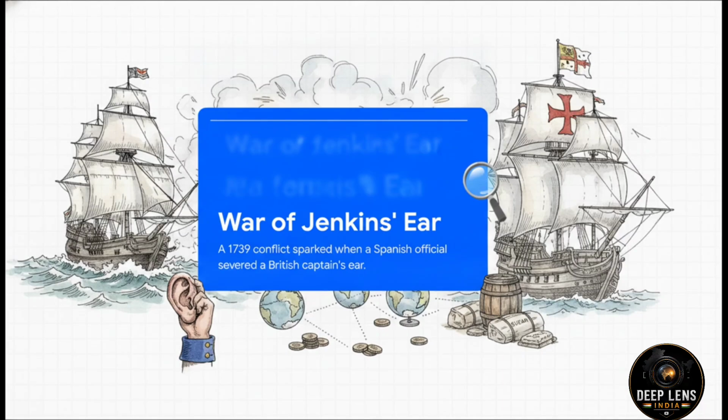So when Spanish officials boarded a British ship called the Rebecca looking for smuggled sugar, they supposedly tortured the captain, Robert Jenkins, and literally cut off his ear. Jenkins actually paraded his severed ear before the British Parliament, which, no surprise, sparked a war. It's an absurd escalation, sure, but it perfectly illustrates just how intense and violent these trade disputes had actually become.